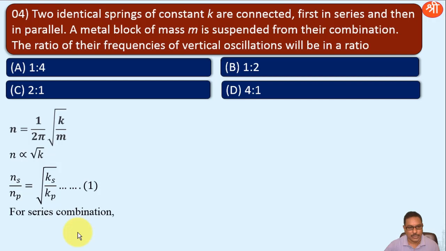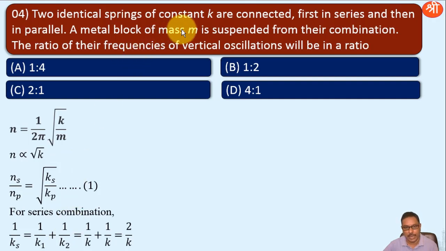But for series combination, effective spring constant is given by this formula: 1 upon ks equal to 1 by k1 plus 1 by k2. But here two springs are identical. That means k1 is equal to k2. Therefore we get 1 upon k plus 1 upon k, that is equal to 2 upon k. So 1 upon ks equal to 2 upon k. From that we get ks equal to k by 2. So effective spring constant of two identical springs will be k by 2. We will have to keep this value of ks here in this equation 1.